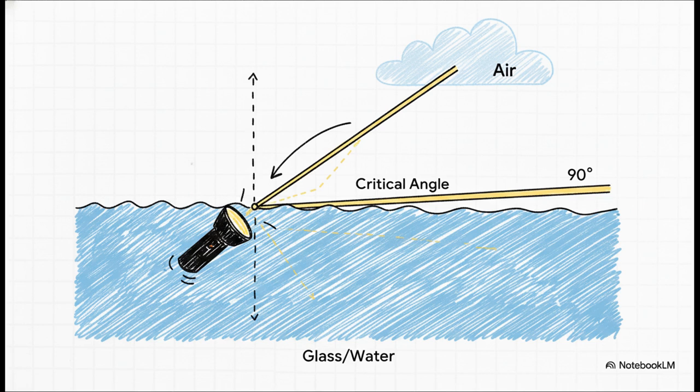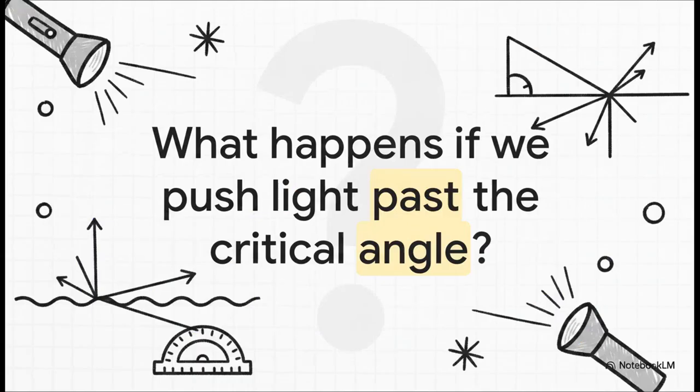Eventually, you will hit a very specific angle of incidence where the refracted ray bends so much that it doesn't even enter the air at all. It perfectly skims the surface at exactly 90 degrees. That specific incoming angle is the critical angle. For a standard glass-to-air boundary, this magic angle is roughly 42 degrees. So, the crucial million-dollar question is, what happens next?